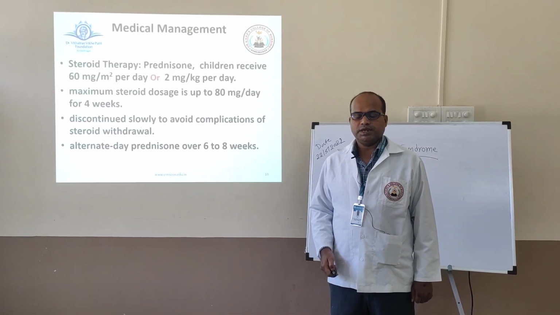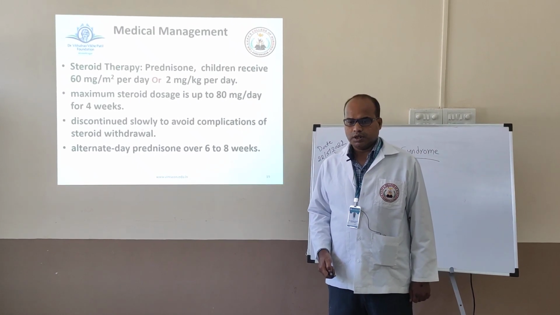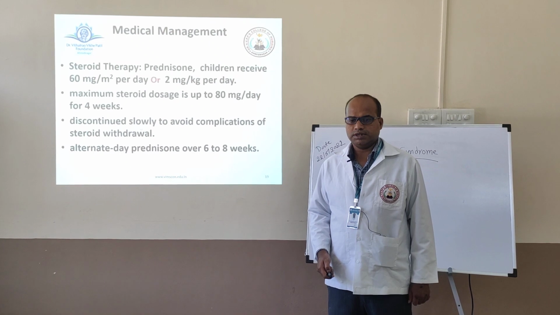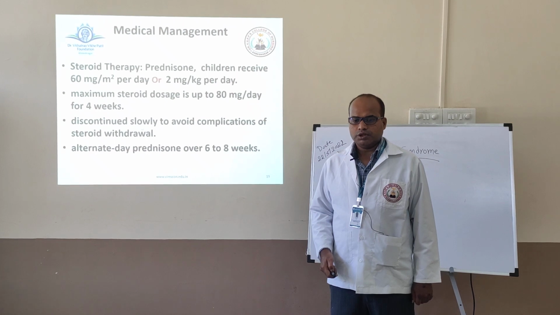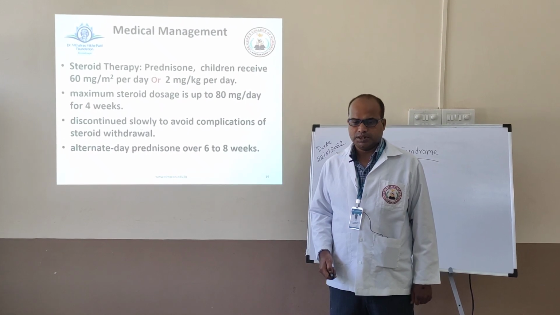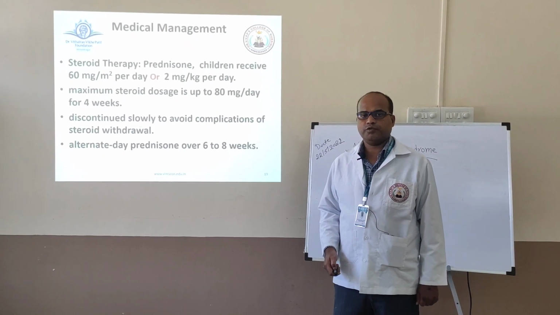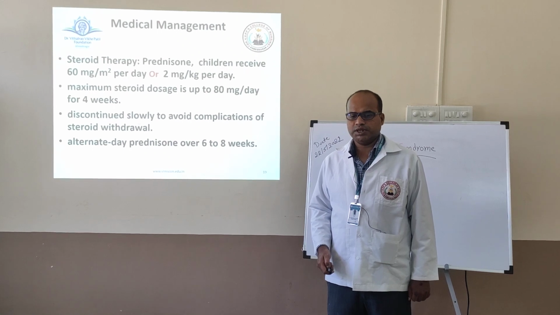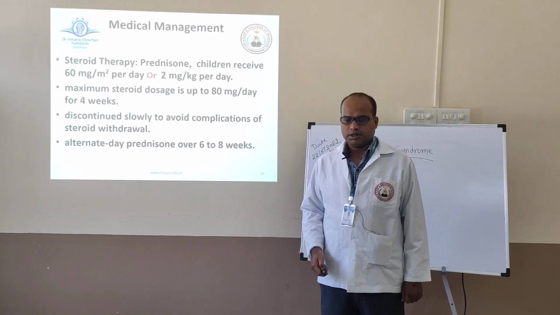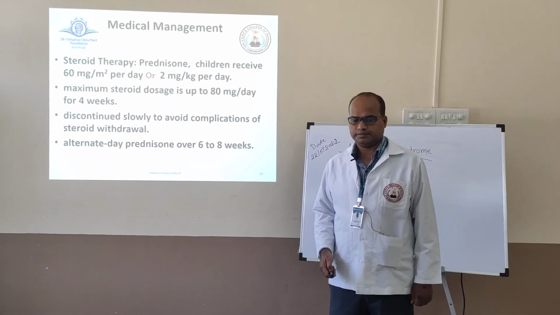Medical management mainly deals with steroid therapy with prednisolone. Children receive 60 mg per meter square per day, or 2 mg per kg per day. The maximum steroid dose is up to 80 mg for 4 weeks. It should be discontinued slowly to avoid complications of steroid withdrawal, and alternate daily prednisolone over 6 to 8 weeks should be given.